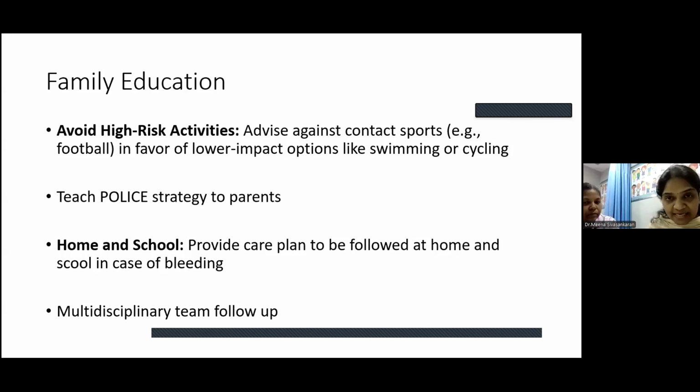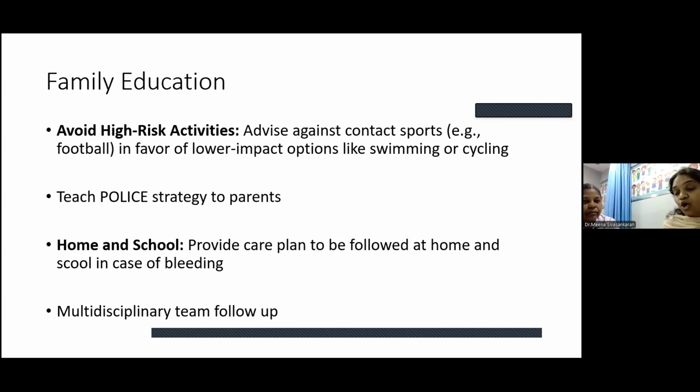Need to avoid contact sports. We need to encourage activities like cycling and swimming. Avoid unnecessary IM injections. If they are needed, use the smallest gauge needle possible, and even after giving the injection, give prolonged compression. Based on the underlying problem, we need to replace with platelet transfusions or clotting factor.